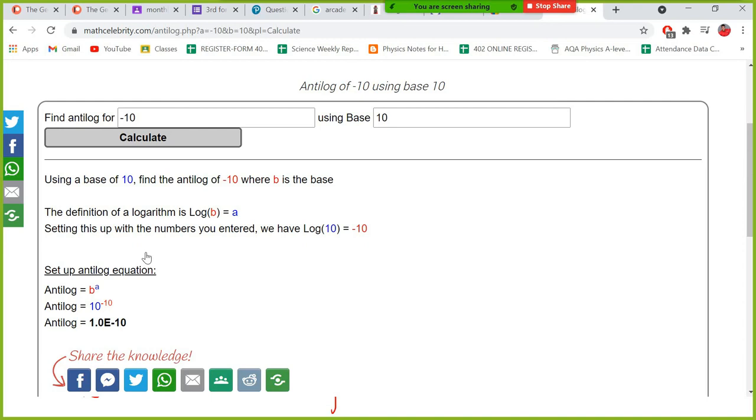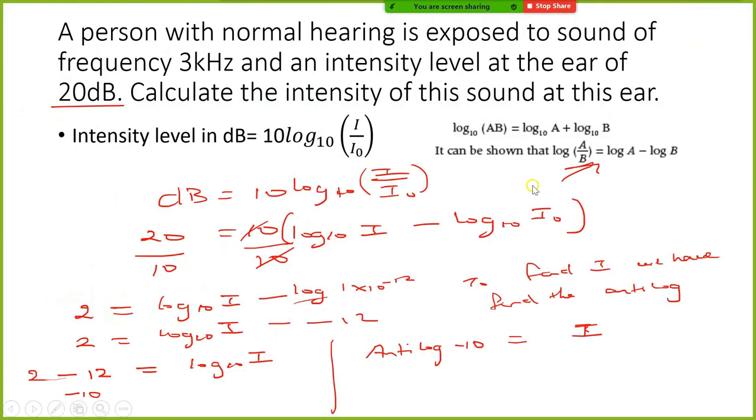Let me just check something again. Give me 1 second here. Okay. Yeah, the thing is, my calculator has a little issue with it. I wasn't seeing the values correctly. But it is 1 times 10 to the minus 10. So that would have been the intensity of that particular sound. And it makes sense to some degree, because that value of decibel is relatively low. It's almost close to the intensity of hearing, right? It's a very small value.